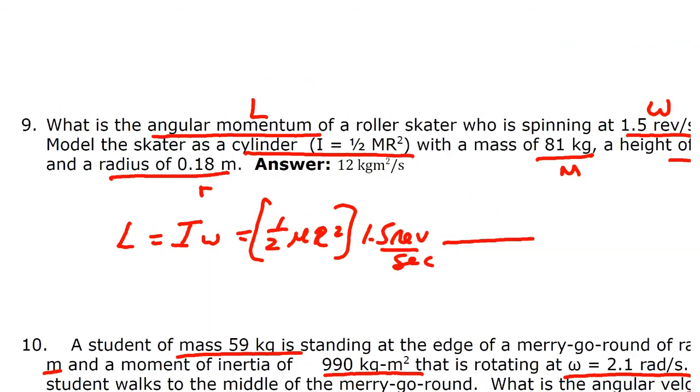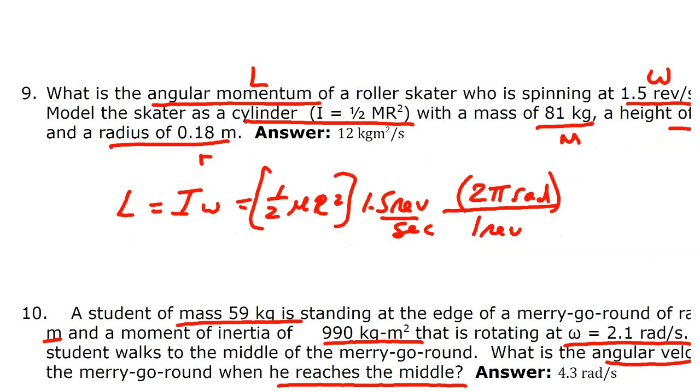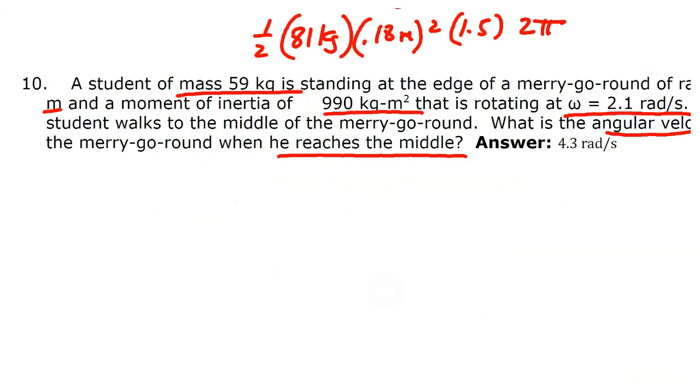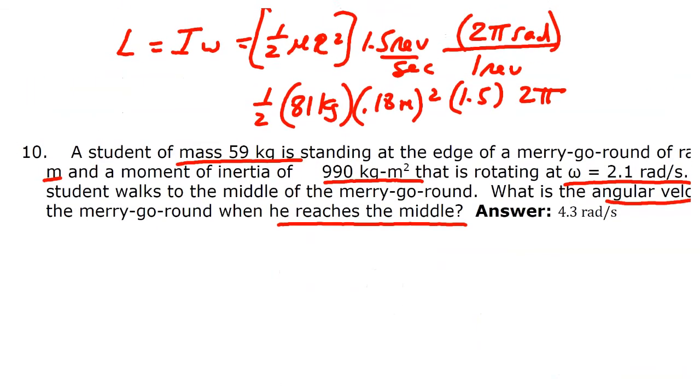Let's convert right here. 1 revolution is 2 pi rad, and then we get to convert it there. So we've done something like this before. So this is just a plug-in. 1/2. Her mass is 81 kg. Her radius is 0.18 meters. That gets squared times 1.5 times 2 pi. I'm just going to put the numbers in here so I'll calculate it out. 1.8. So it is 12 kilogram meter squared per second. This one, I'm going to leave for you to do for practice.